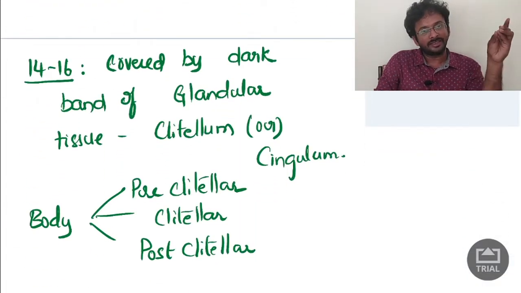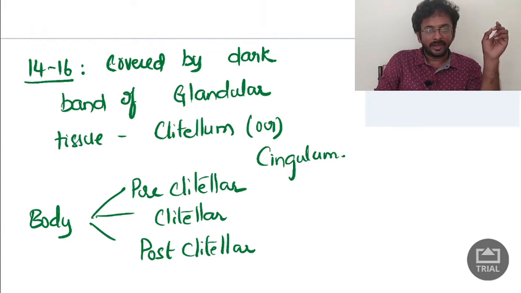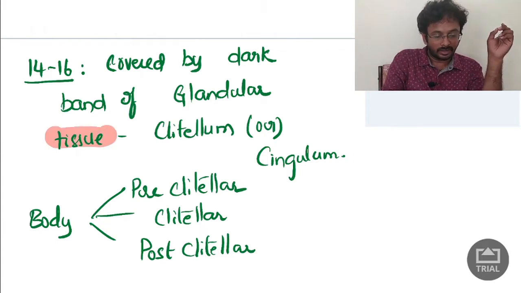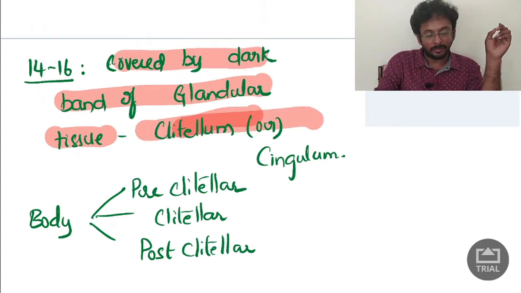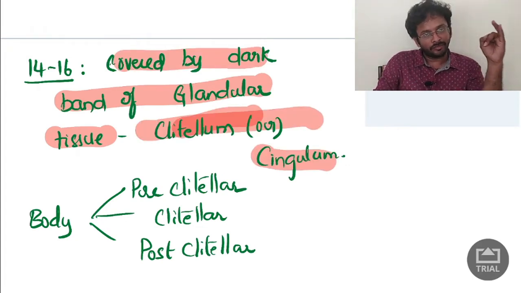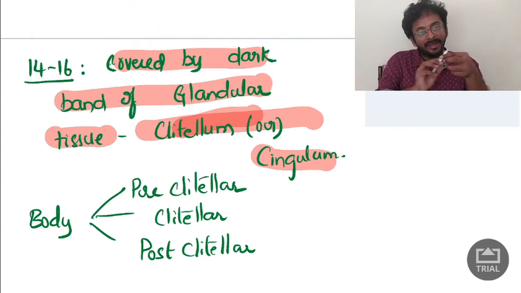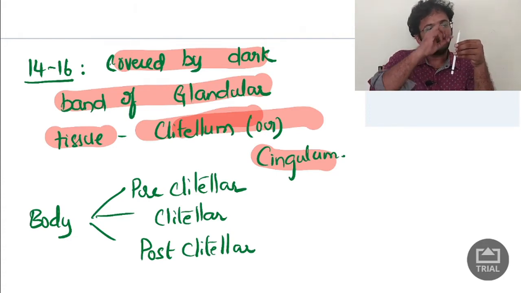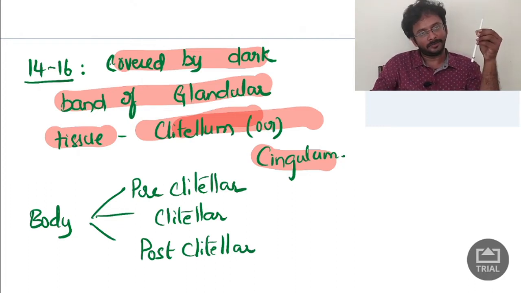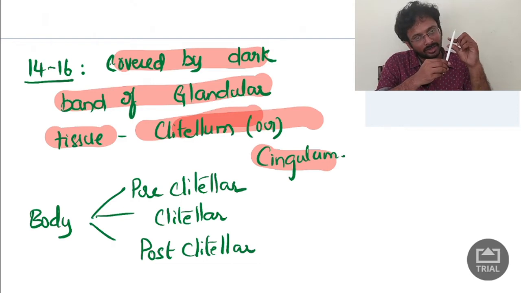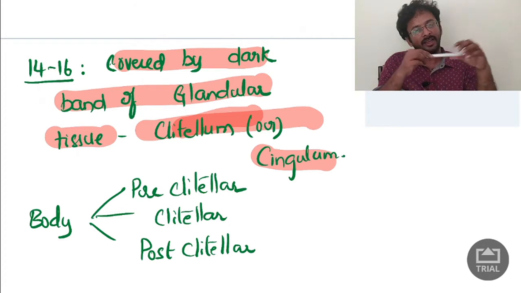The 14th, 15th and 16th segments are covered by a dark band of glandular tissue. It's called clitellum or cingulum. Based on this clitellum, the body is divided into three regions: the clitellar region, above it the preclitellar region, and below it the postclitellar region. I repeat again, this is the clitellar region, above it is preclitellar, below is postclitellar region.